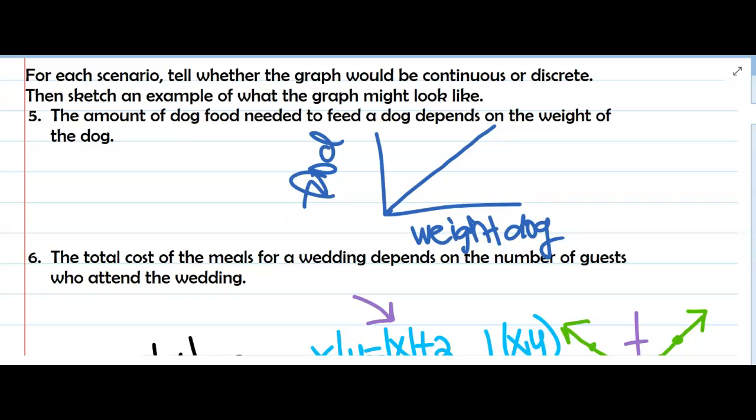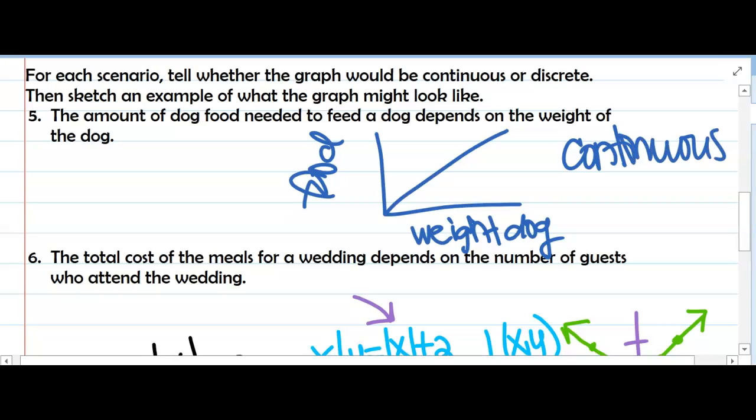What we need to decide is if my graph is going to look like this, or if it's going to look like this. The difference is, do I have to have a dog that weighs exactly 1 pound, or exactly 2 pounds, or exactly 20 pounds? Or can I have a dog that weighs 35.5 pounds? Hopefully your answer is yes. Most dogs don't weigh an exact whole number measurement. So this is going to be a continuous graph. A graph that's connected is going to be a continuous graph.